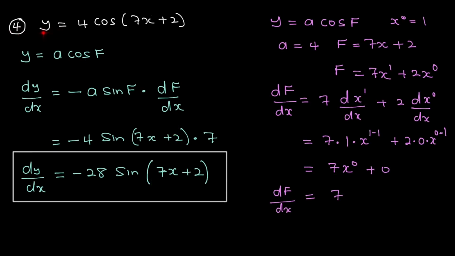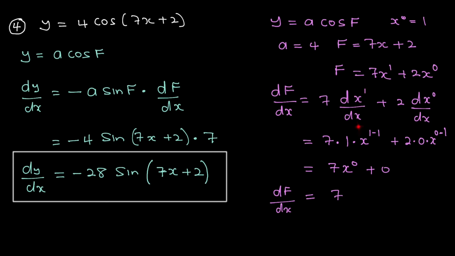Question 4. We've got y equals 4 cos of 7x plus 2. Well, again, I've written that as y equals a cos f, and a is 4 in this case, and f is 7x plus 2. I can rewrite that as f equals 7x to the power 1 plus 2x to the power 0. So there's x to the power 0 next to a constant. And the df/dx will be 7 d x to the power 1 over dx plus 2 d x to the power 0 over dx.